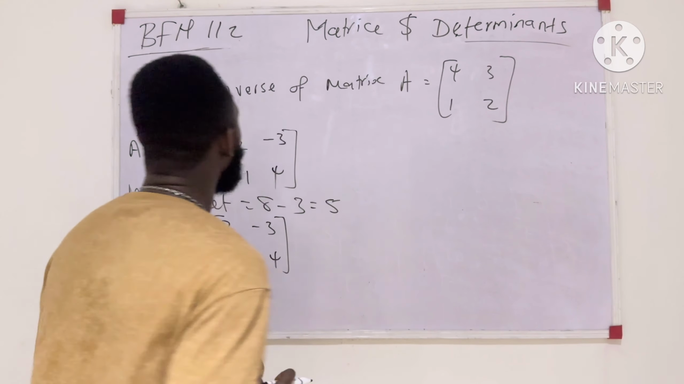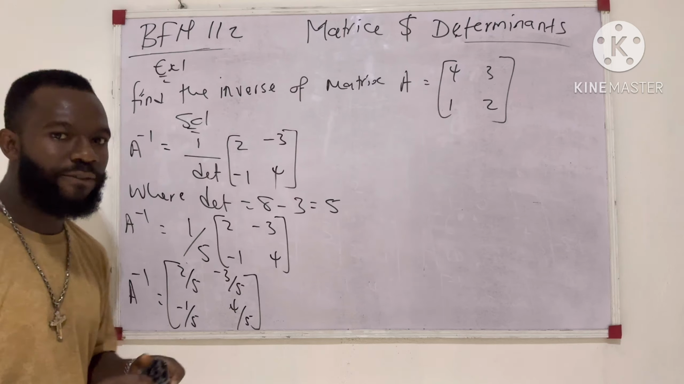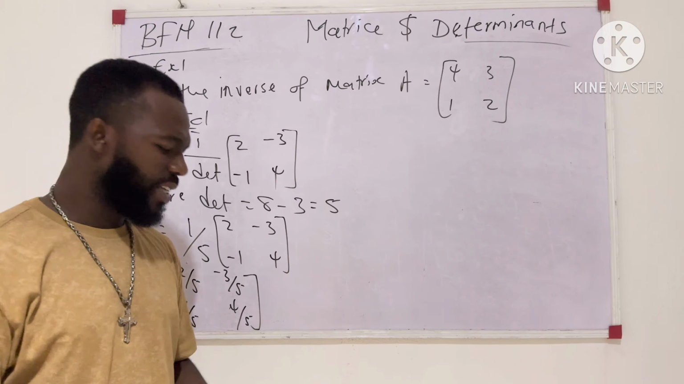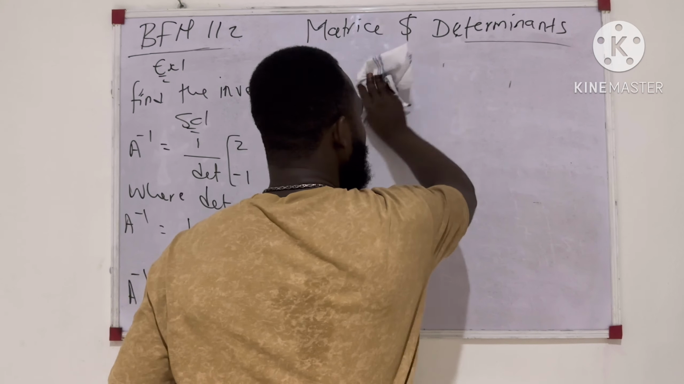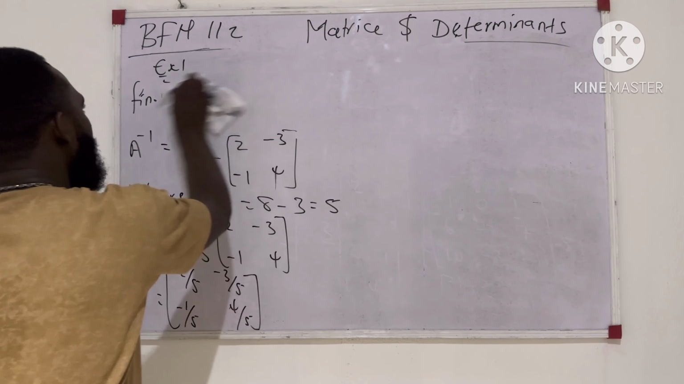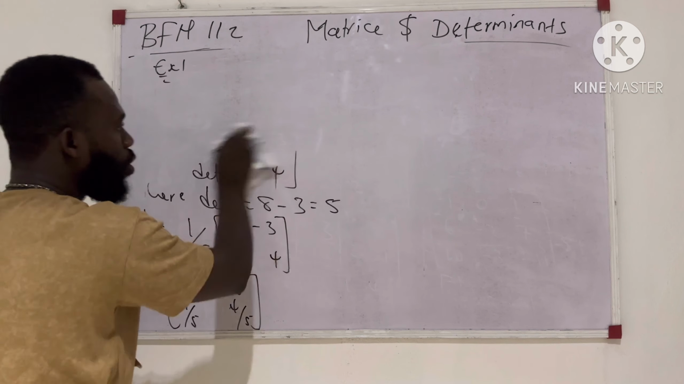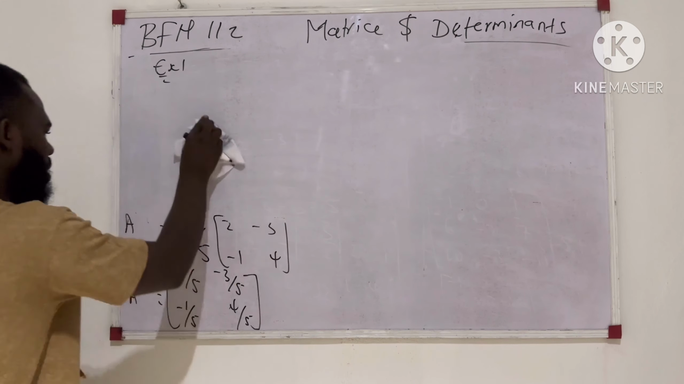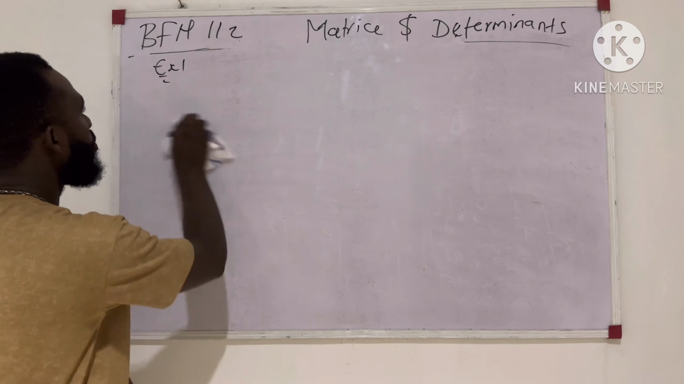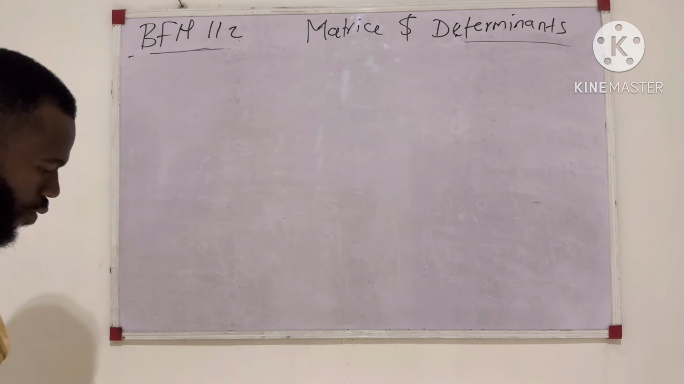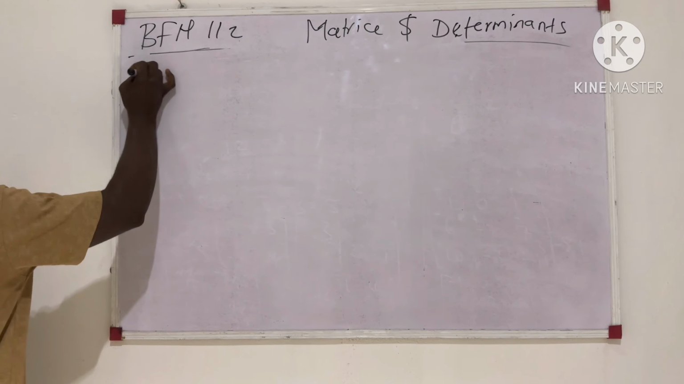So the next part we're going to be looking at now is how we can solve problems on the inverse of a 3 by 3 matrix. This is the part that we will be looking at today. Very, very important. So you have to make sure you pay attention to all the steps we are going to be taking. Okay, let's go. Example 2.